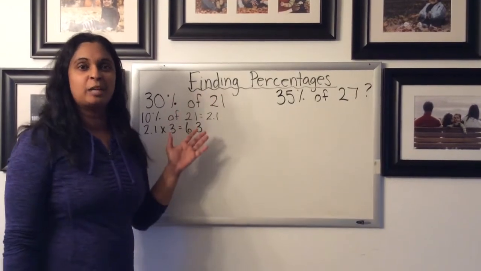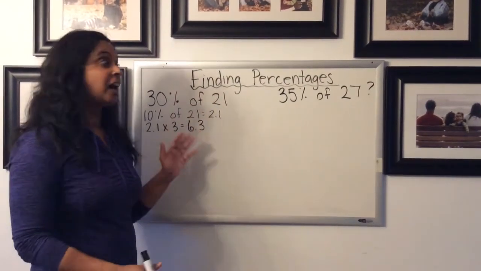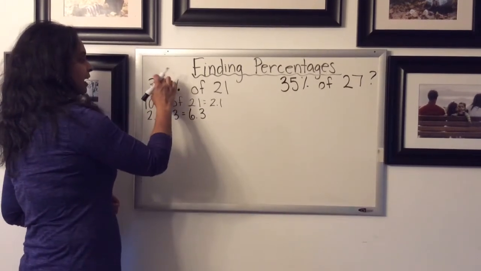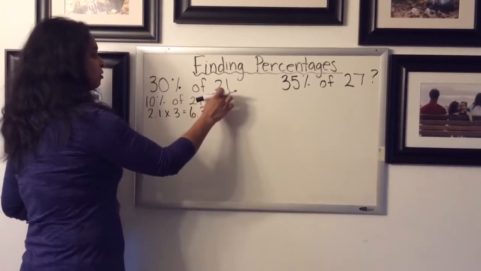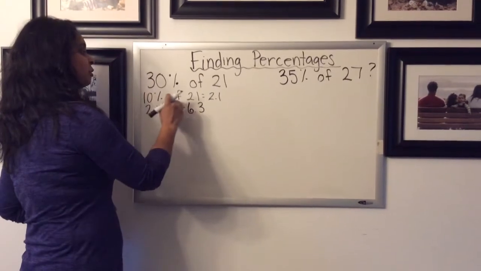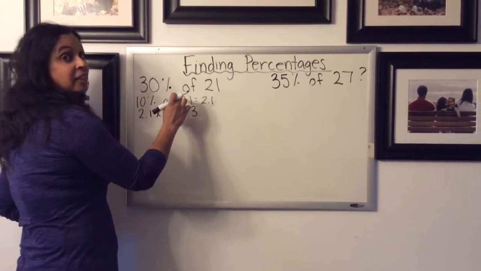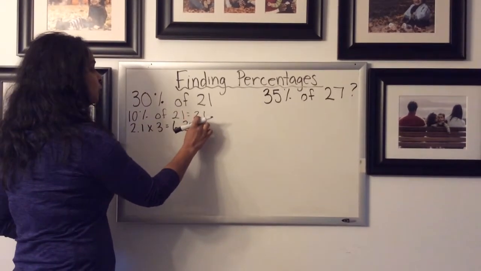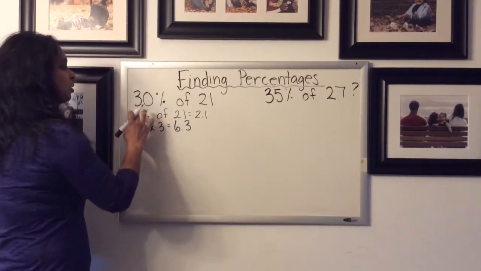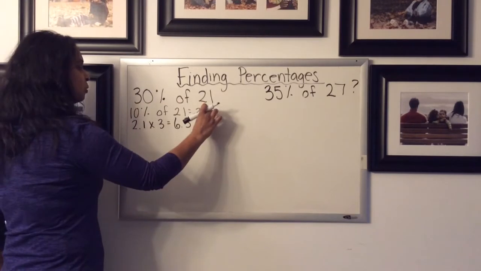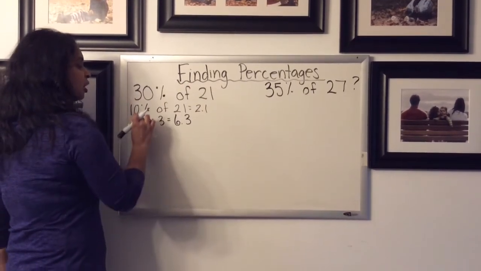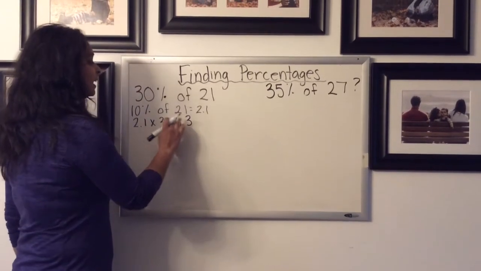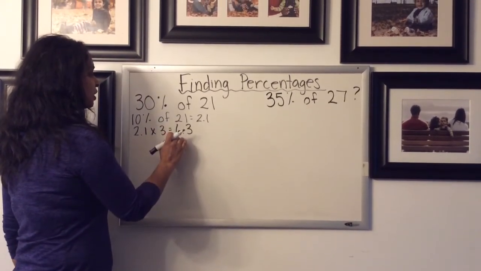We started finding percentages on Friday, where you learned a strategy for finding, say, 30% of 21. You'd find 10% of 21 by just moving that decimal one place to the left. We know that that's division, so that would give us 2.1. And then if we know that 10% is 2.1 and we're trying to find 30%, we'd take 2.1 and multiply that by 3 to get a final answer of 6.3.